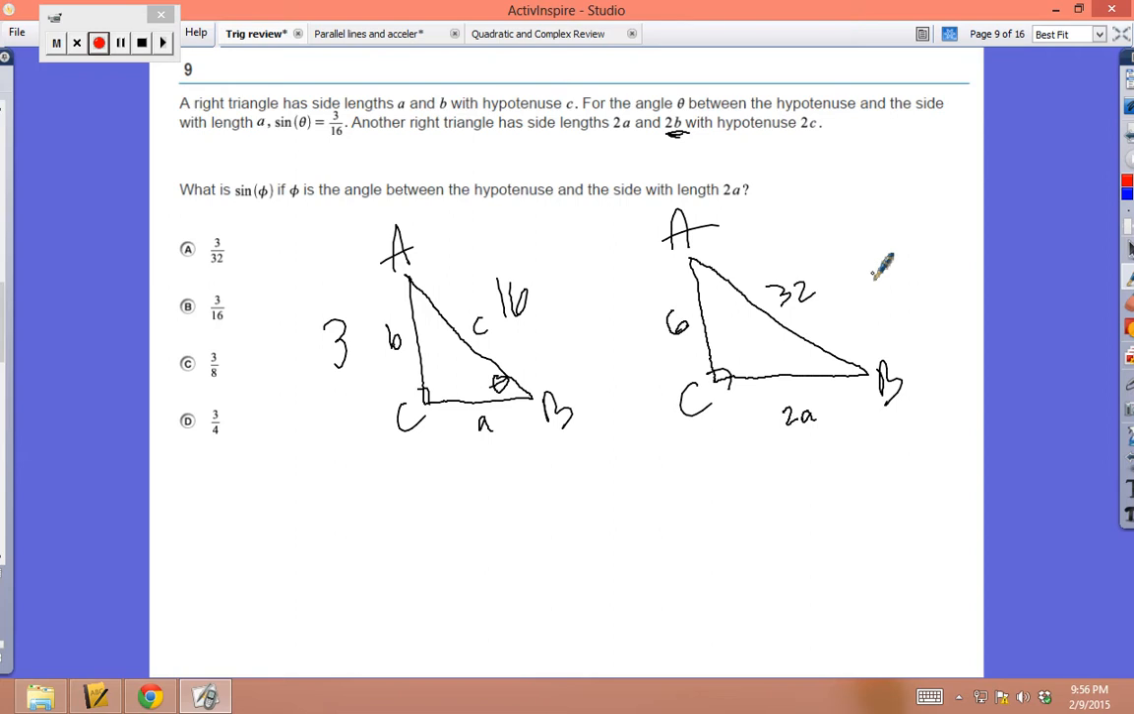this is going to be 32. Okay, now phi, they want you to put phi in between the hypotenuse and the side, same spot, so put phi right here. And if phi is there, they want to know the sine of phi, so the sine of phi is going to be the opposite over the hypotenuse. It's going to be the same thing. It's going to simplify down to 3/16.